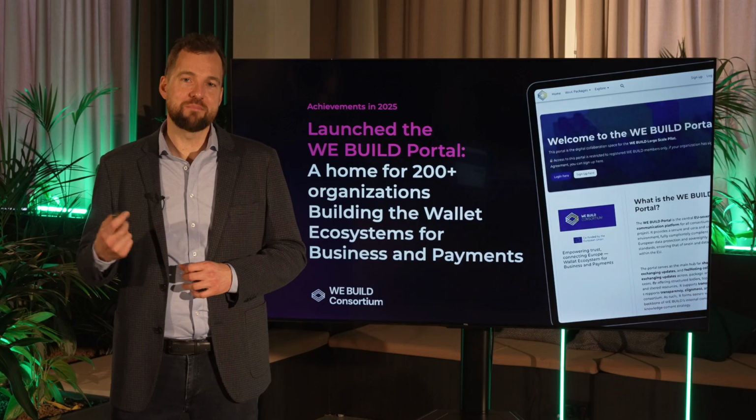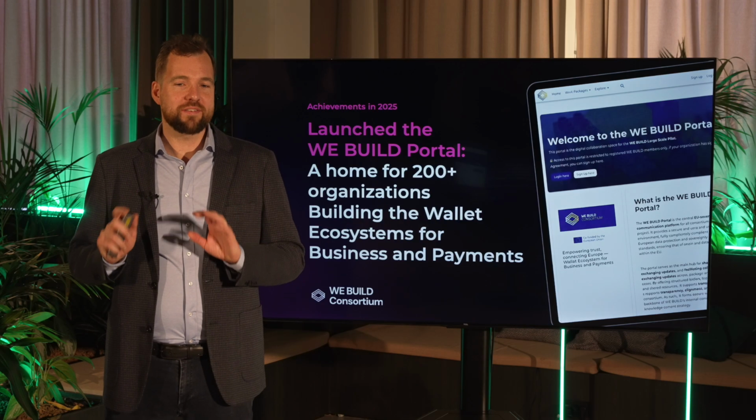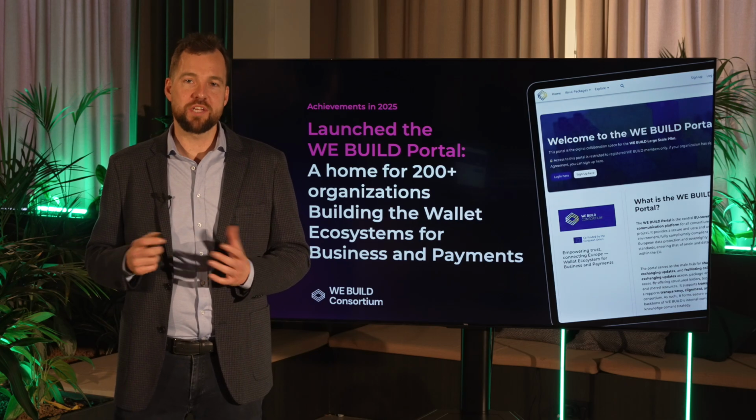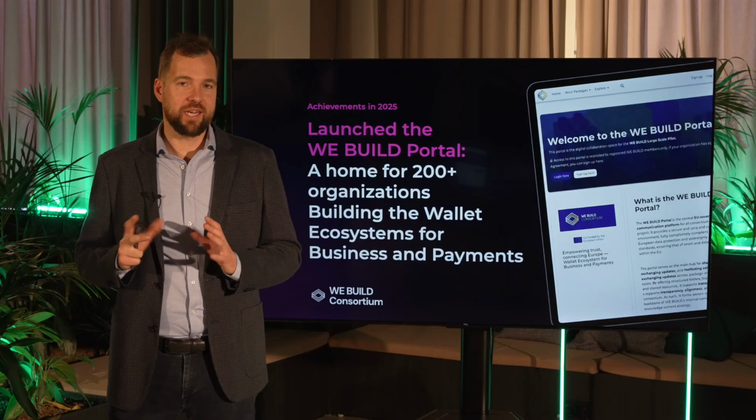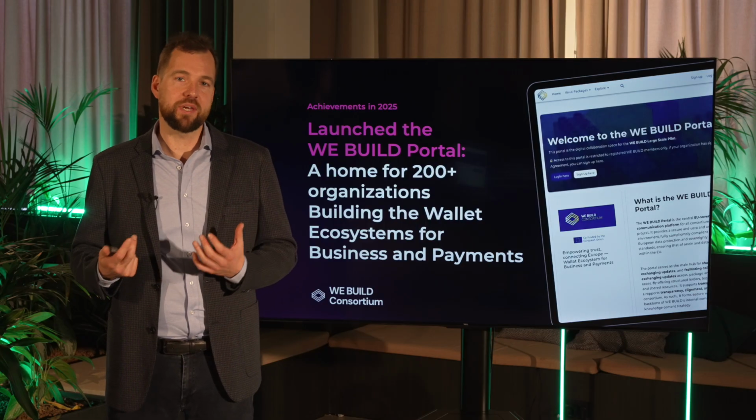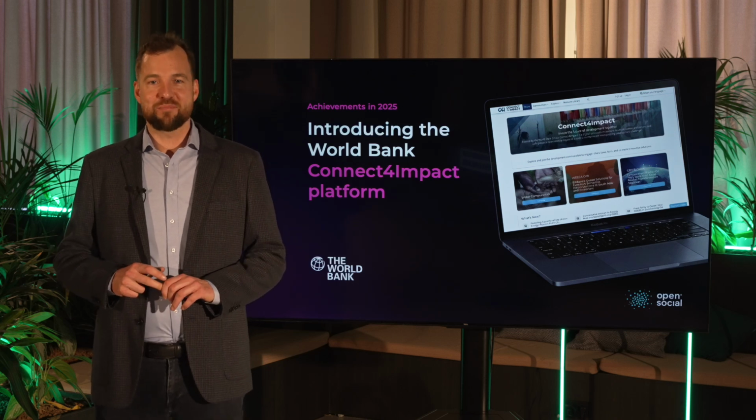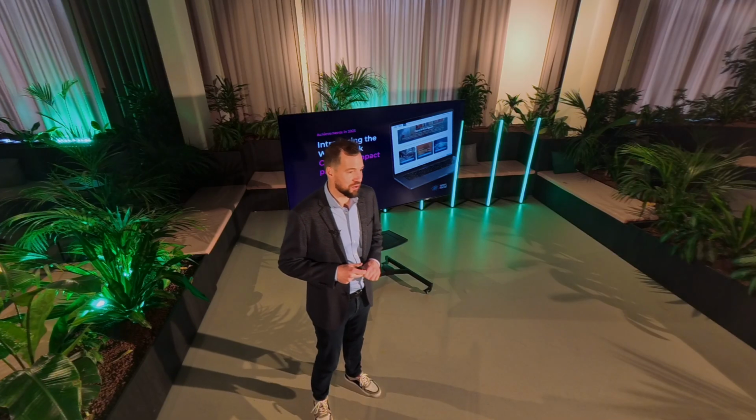The other platform is the WeBuild portal, and this is a very interesting project. It is 200 organizations, governments, commercial organizations that are working together for the European Commission. They are building the wallet ecosystem for businesses and payments, so companies can do much easier business within the European Union and work towards a single digital market. And this is great for us in Europe. Everything that's happening in this project, the planning, the delivering, is happening in the portal that we deliver together with the WeBuild consortium. And the last platform that we're very excited about is Connect for Impact for the World Bank. It's specifically around development expertise, and we're very happy that the World Bank joined the OpenSocial family.